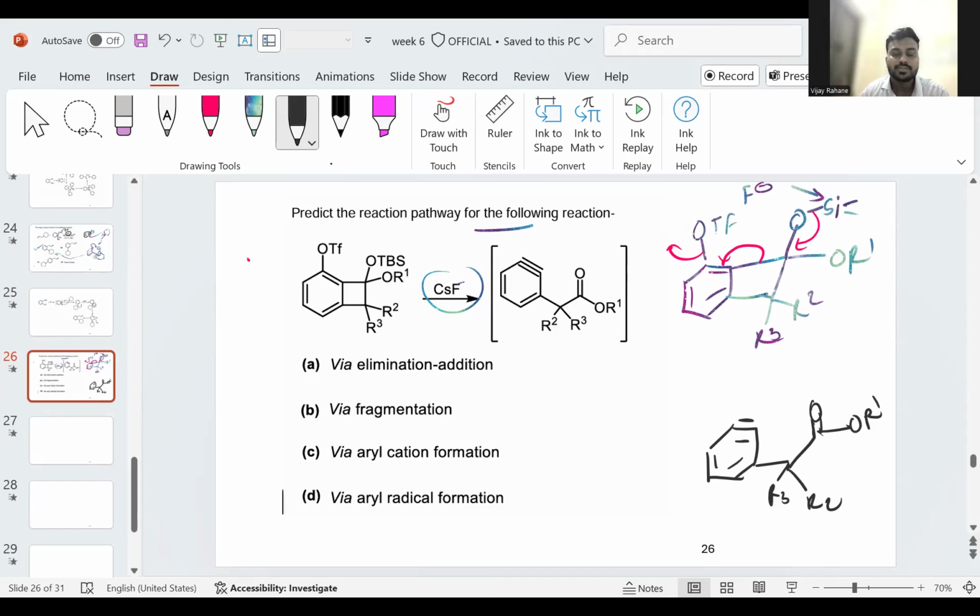Predict the reaction pathway for the following reaction. Via elimination addition reaction is the answer for this one. Correct? No. This is fragmentation, not elimination, because there is no group eliminating, right? Earlier we saw the abstraction of a proton, then the bond moves here, and we call that an elimination addition reaction. But in this case, this is the fragmentation reaction.